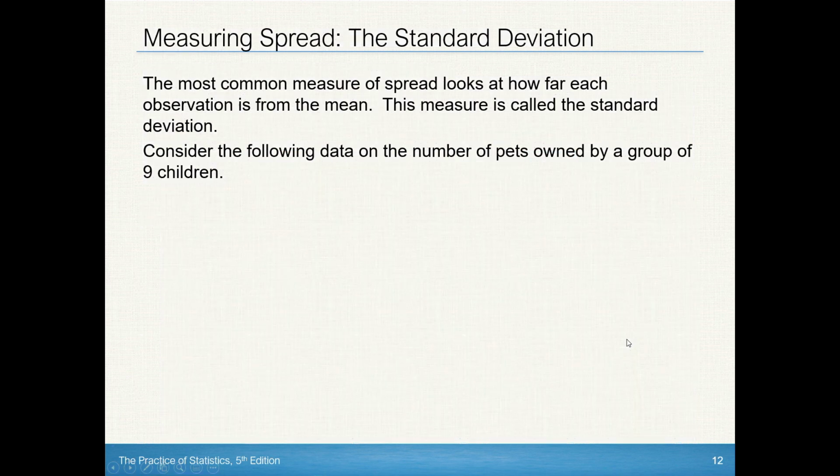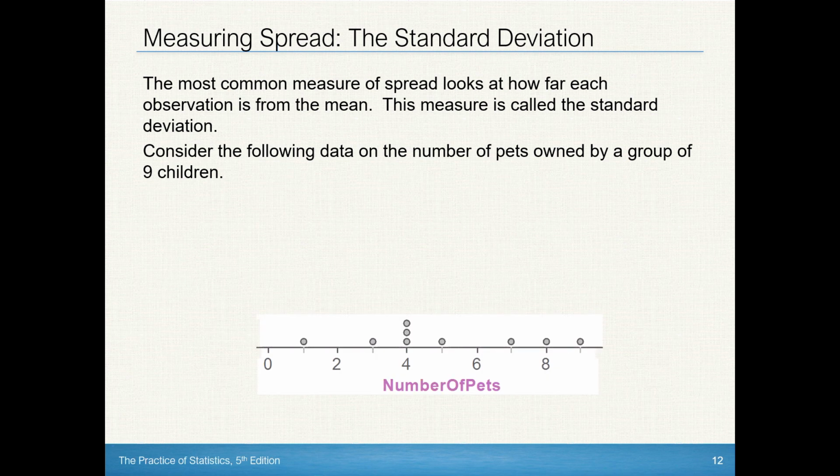Now, if I think about the median, I use interquartile range to discuss the spread. If I think about the mean, I'll use a measure of spread called the standard deviation. So consider the following data on the number of pets owned by a group of 9 children. I said, hey child, those are the individuals, how many pets do you have? And they responded with a quantitative value, and I made a dot plot of it.